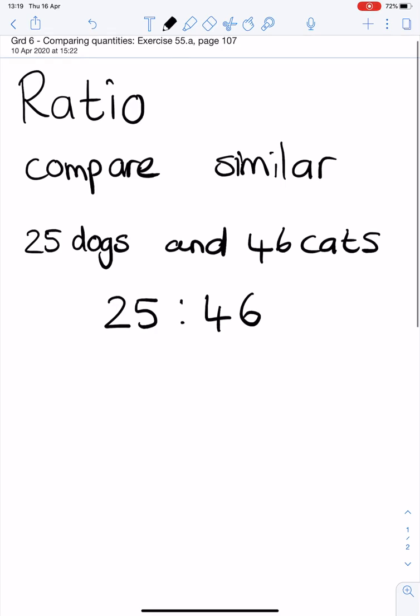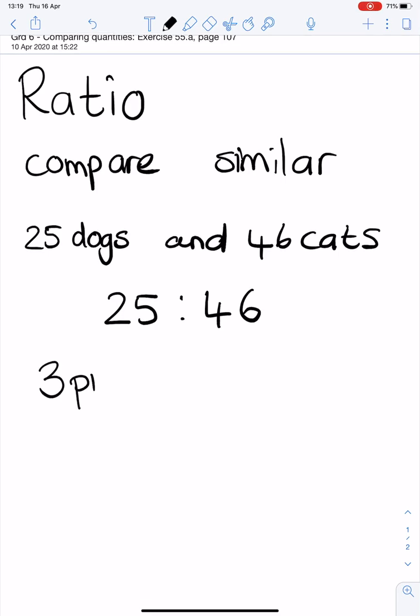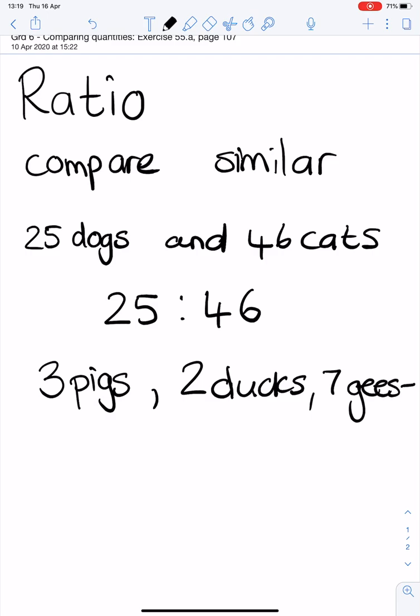If I had 3 pigs, 2 ducks, and 7 geese, and I was asked to put those in a ratio, I would say that there are 3 to 2 to 7. 3 pigs, 2 ducks, 7 geese. So a ratio can consist of 2 numbers or more than 2 numbers.